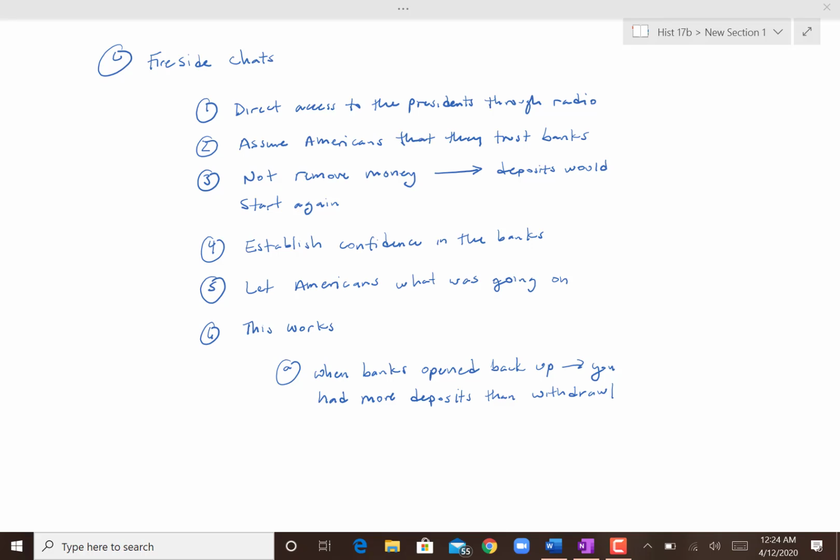It calmed people down. Like I said, when they reopened after the holiday, they had more deposits than withdrawals for the first time in a very long time. He even said the bank is more secure than under your mattress, which is where a lot of people started storing their money. And this was a very scarring thing for people. There were lots of people that, into their old age, continued to not trust the banks.